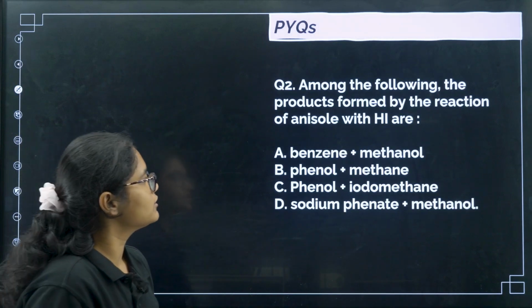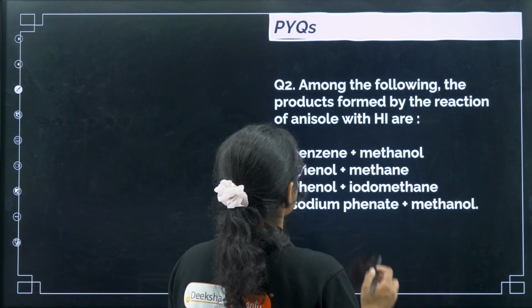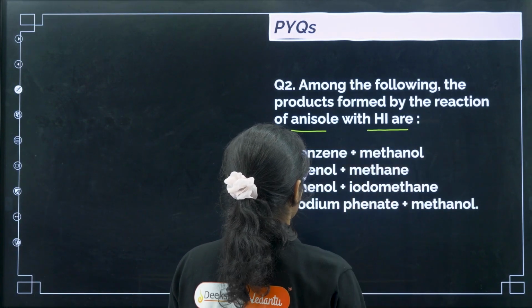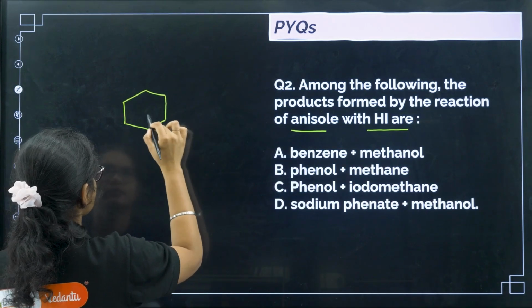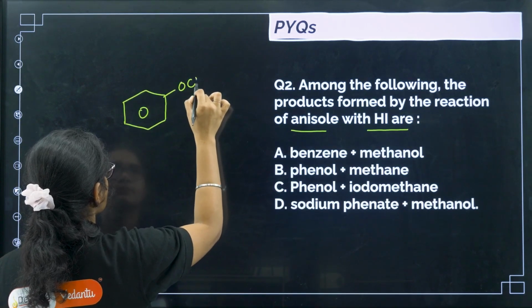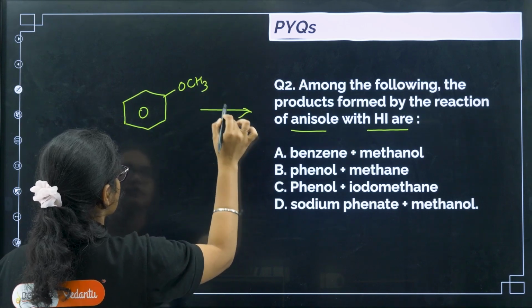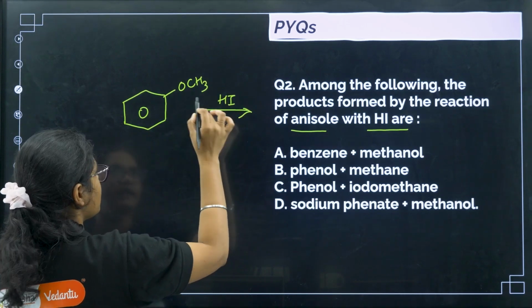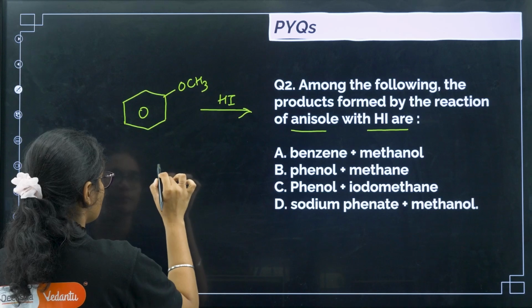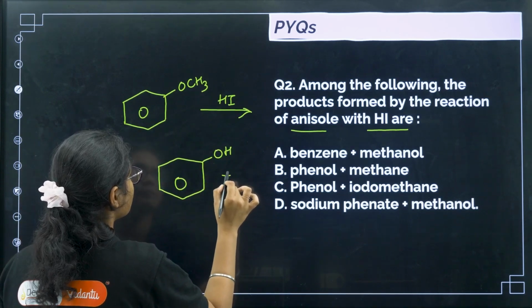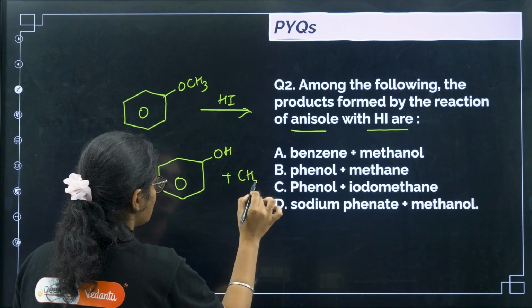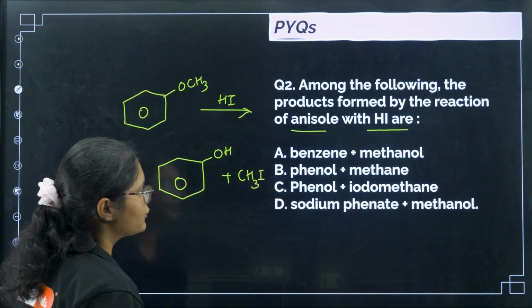Next question, among the following, the products formed by the reaction of anisole with HI, okay. Now anisole is this one, with HI or HX. Again I told you, whenever a benzene ring is there, the product will be OH plus CH3I. So we have phenol plus iodomethane, right?